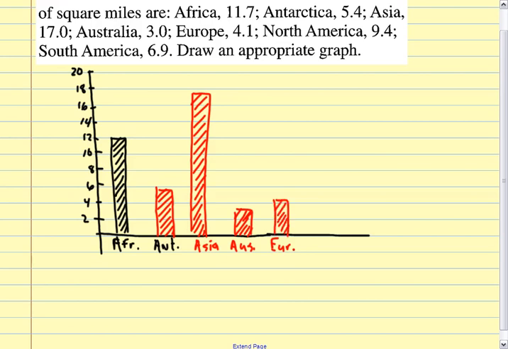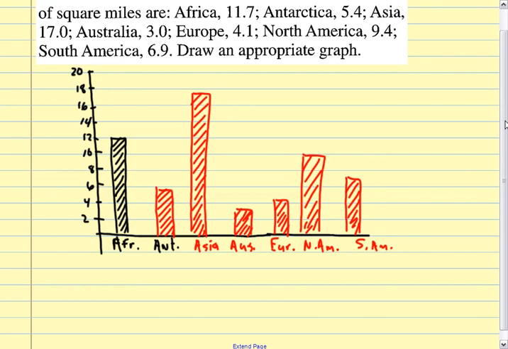And then North America, 9.4. Okay, that's a little too high, board. North America. All right, and South America, last one. How high should it go? 6.9. So about right here. That looks good. Nice. That's it. That's my bar graph. Done.